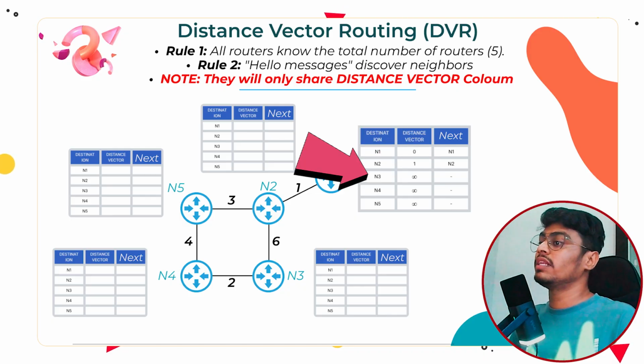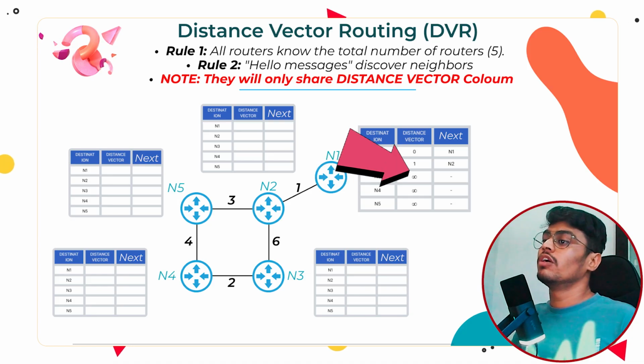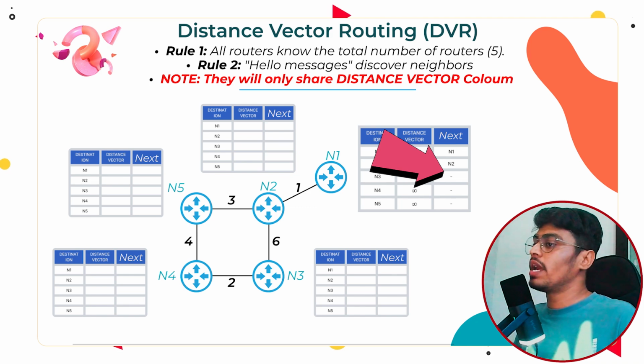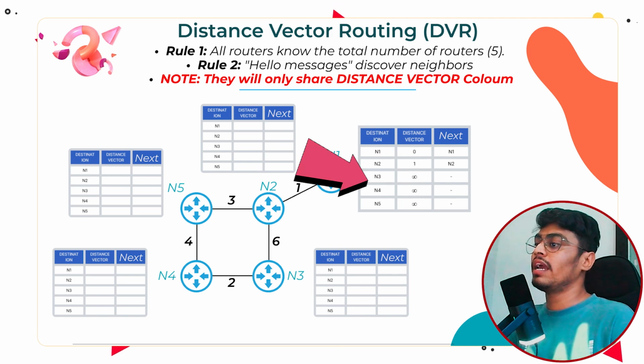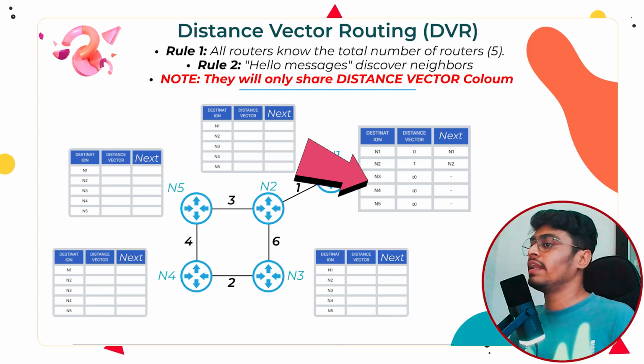From n1 to n3, we want to go from n1 to n3. What is the distance now? We don't know, so this will be infinite. So the next hop, we don't know, no direct connection. Similar for n3, n4, n5. From n1 to n4, distance is also infinite, and next hop we don't know. From n1 to n5, distance is infinite, and next hop we don't know.